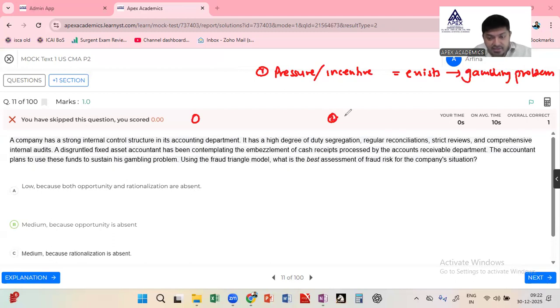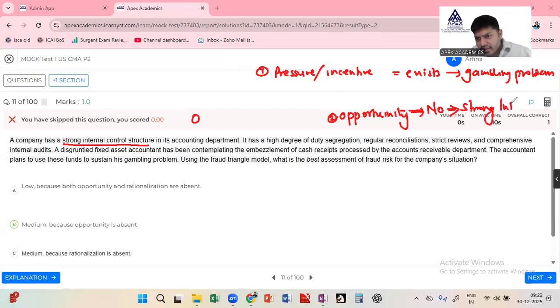The second is opportunity. Opportunity does not exist. Why does the opportunity not exist? Because it has a strong internal control structure.